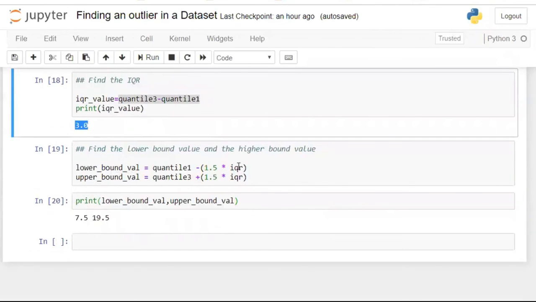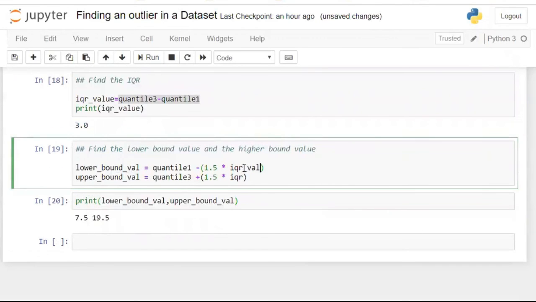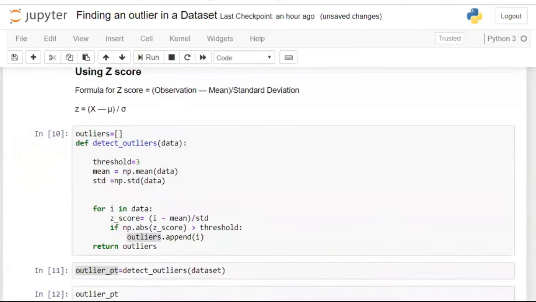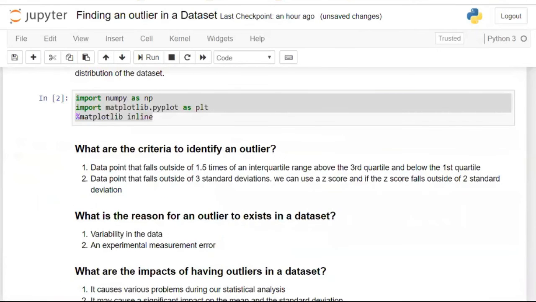So what I'm going to find out is my lower bound value and the upper bound value. So lower bound value, as usual, I said quantile 1 minus 1.5 multiplied by IQR value. And upper bound, I'm saying that quantile 3 plus 1.5 multiplied by IQR underscore value. When I do this, this is my lower bound, this is my higher bound. So any values, if they are away from this particular lower bound and upper bound, are basically considered as an outlier. And this is how you can do a very simple method by using IQR and the Z score, and you can find out an outlier in a data set.